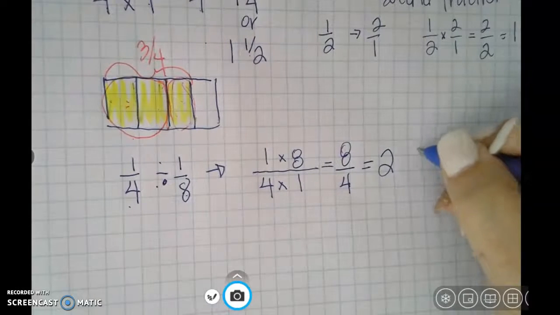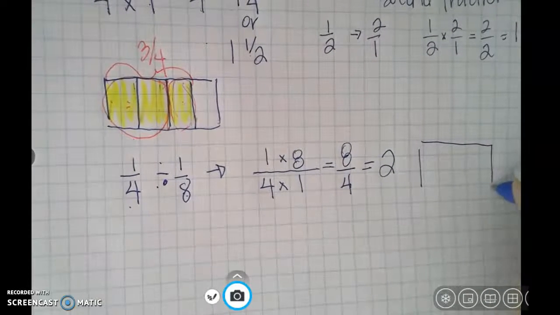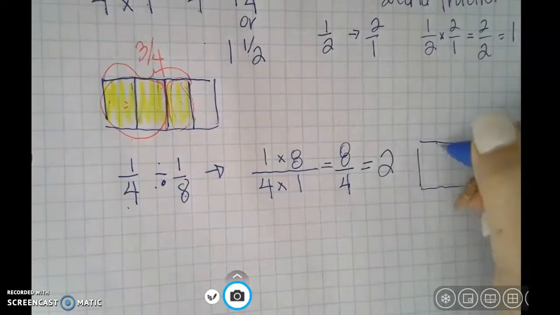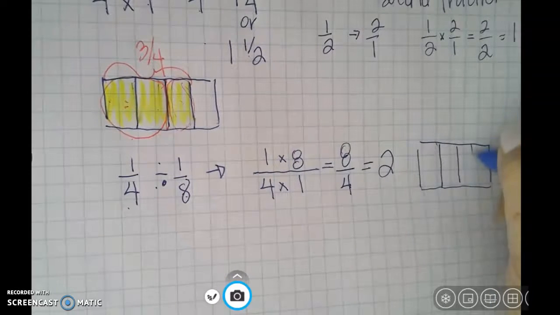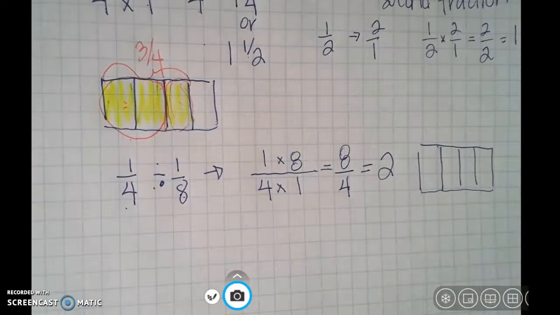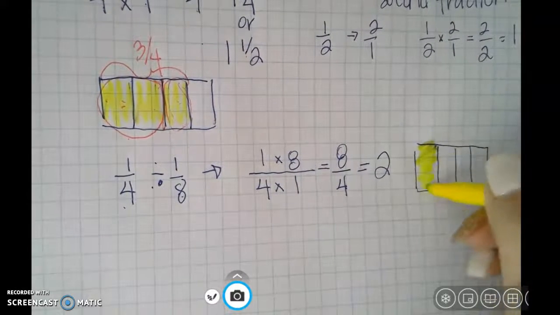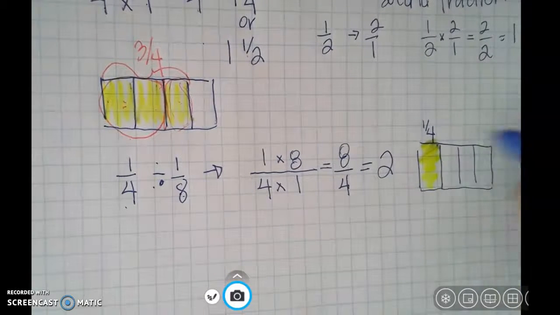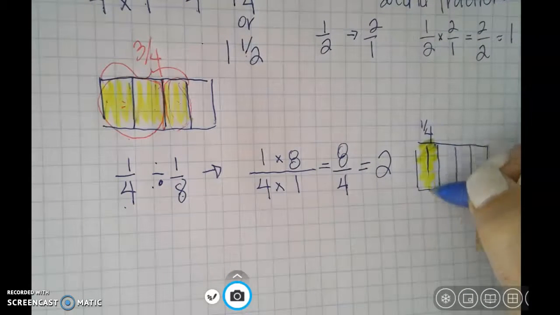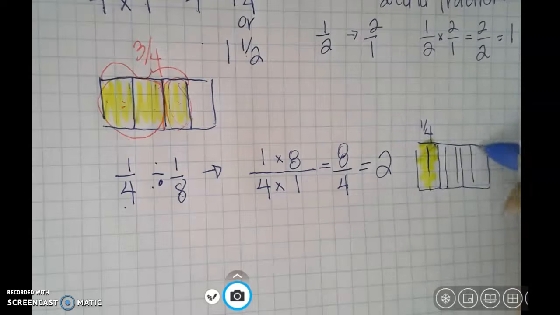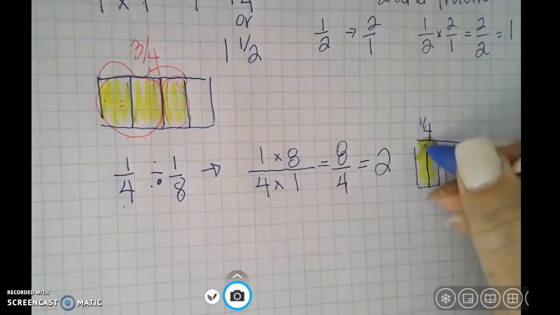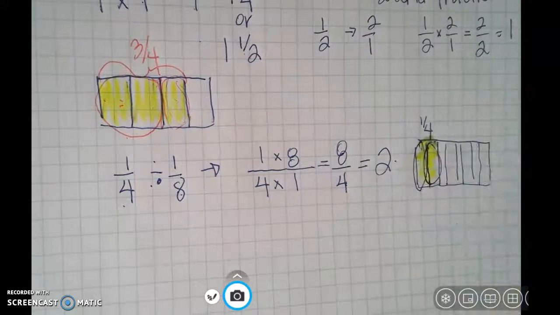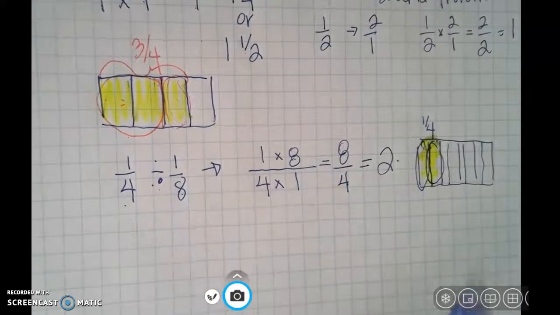And if I draw the picture out, guys, I have 1/4, right? Here's my 1/4. But if I'm making 8ths, I want to know how many 8ths are in there. I got to break these all up, right, into 8ths. And there are 2 8ths in that 4th. That's why the reciprocal works.